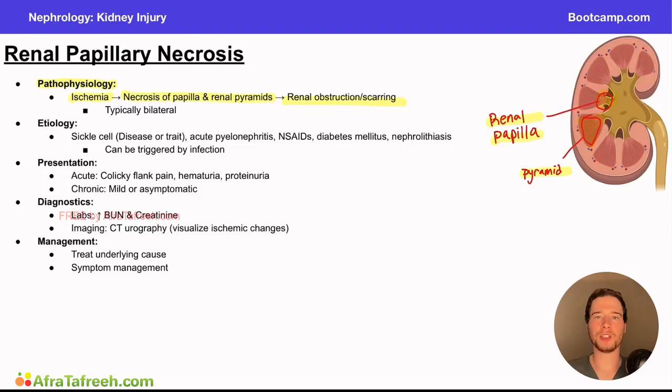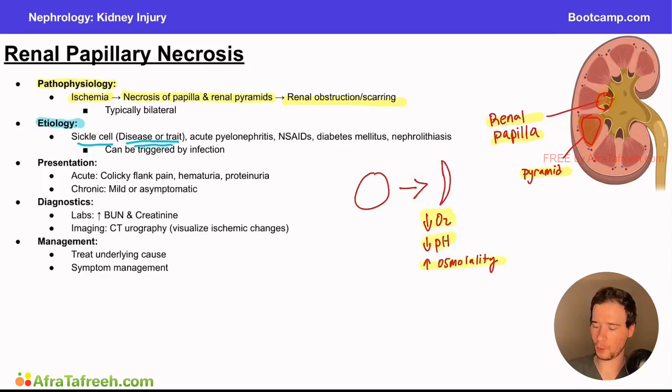Now, when we think about the etiology here, there's a couple key ones I want you to keep in mind. The first of which is sickle cell disease or sickle cell trait. So I've highlighted disease or trait because it can be either one. And the reason is that in the medullary area or the renal medulla, cells that are normally shaped are more likely to sickle under what kinds of conditions? Well, one of which is a low oxygen level, low pH, as well as a high osmolality. So any of these environments are going to lead somebody who has sickle cell disease or sickle cell trait to have a greater formation of sickle cells.